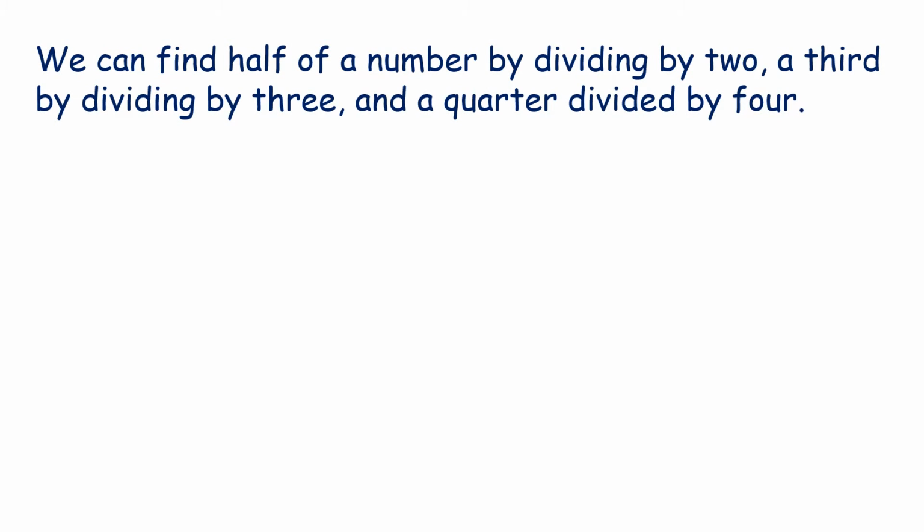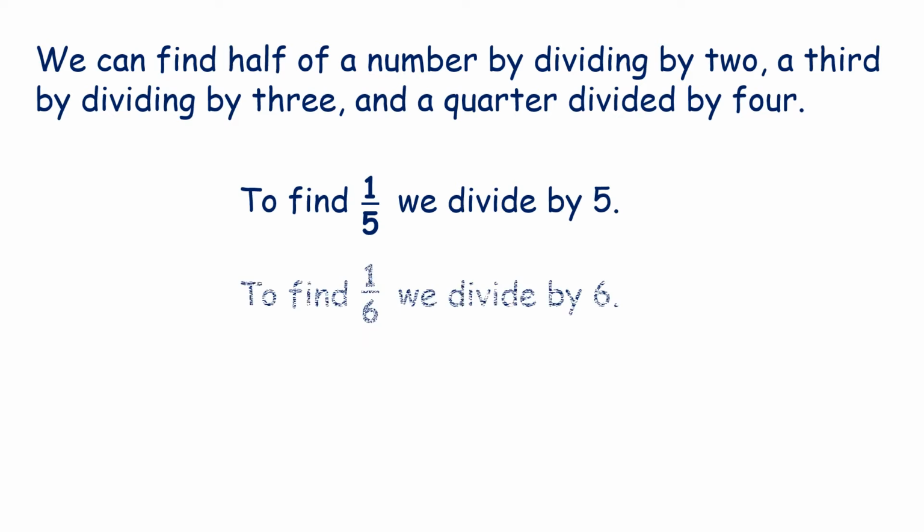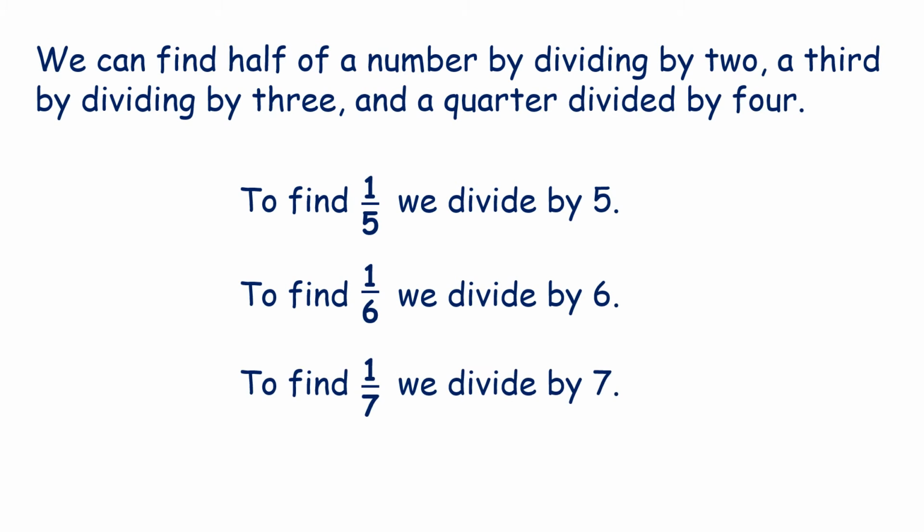We find a fraction of a number by dividing it by the denominator of the fraction. So we can find half of a number by dividing by 2, a third by dividing by 3, a quarter by dividing by 4. To find a fifth, we divide by 5, a sixth, we divide by 6, a seventh, we divide by 7, and so on.